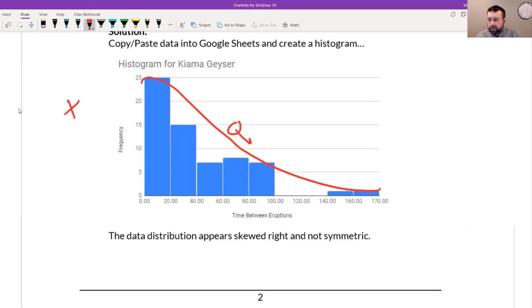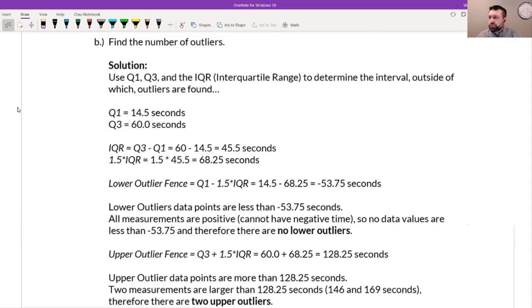Then we'll go and look at the outliers. And so here's where, again, we do those calculations, finding the lower outlier fence and the upper outlier fence. And you can see that the lower outlier fence is negative 53.75 seconds. So any amount of time less than or to the left of negative 53 seconds would be considered an outlier. Now, you're not going to have a time less than negative 53 seconds because you can't have negative time.